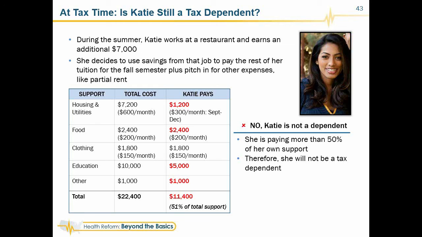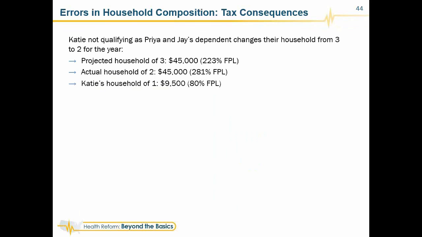Because we've got a 1095-A that is going to have Katie and her parents on one form, but they're not on one tax form, and that creates some problems. So how are Katie and her parents going to resolve this?